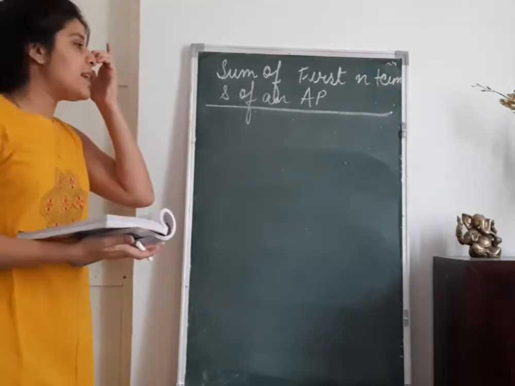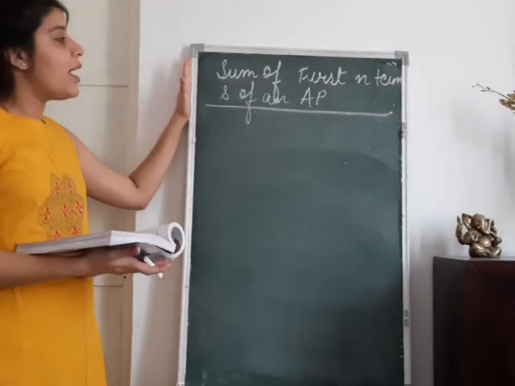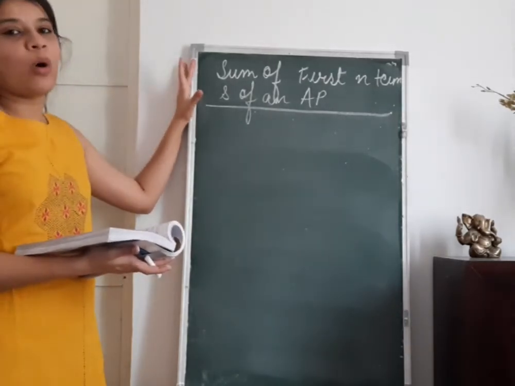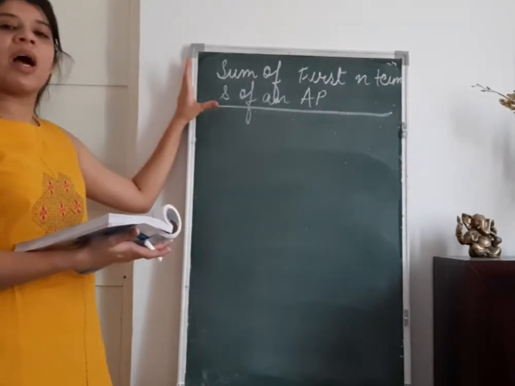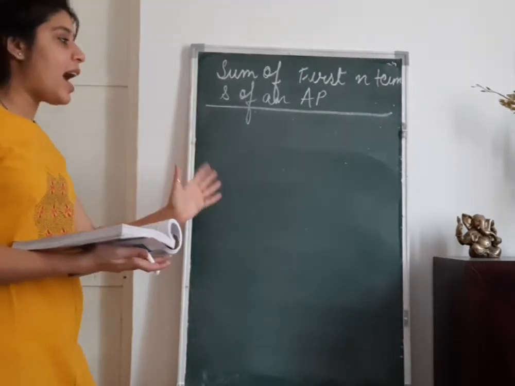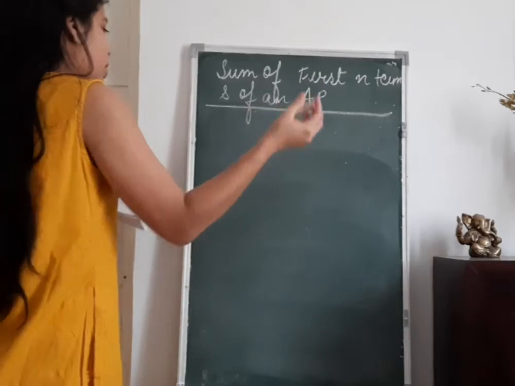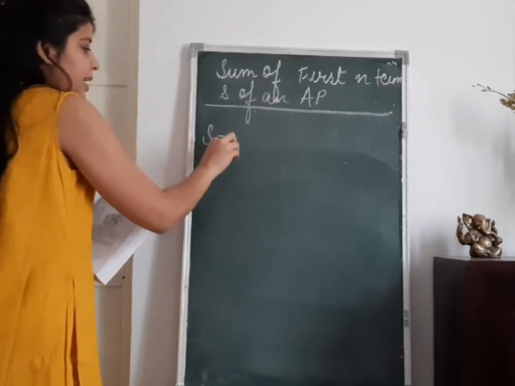So let us understand how we have reached the formula for sum of n terms of an arithmetic progression. This formula is also very important from your examination point of view. So remember, you have to learn this formula as well as try to understand how we have reached this formula.